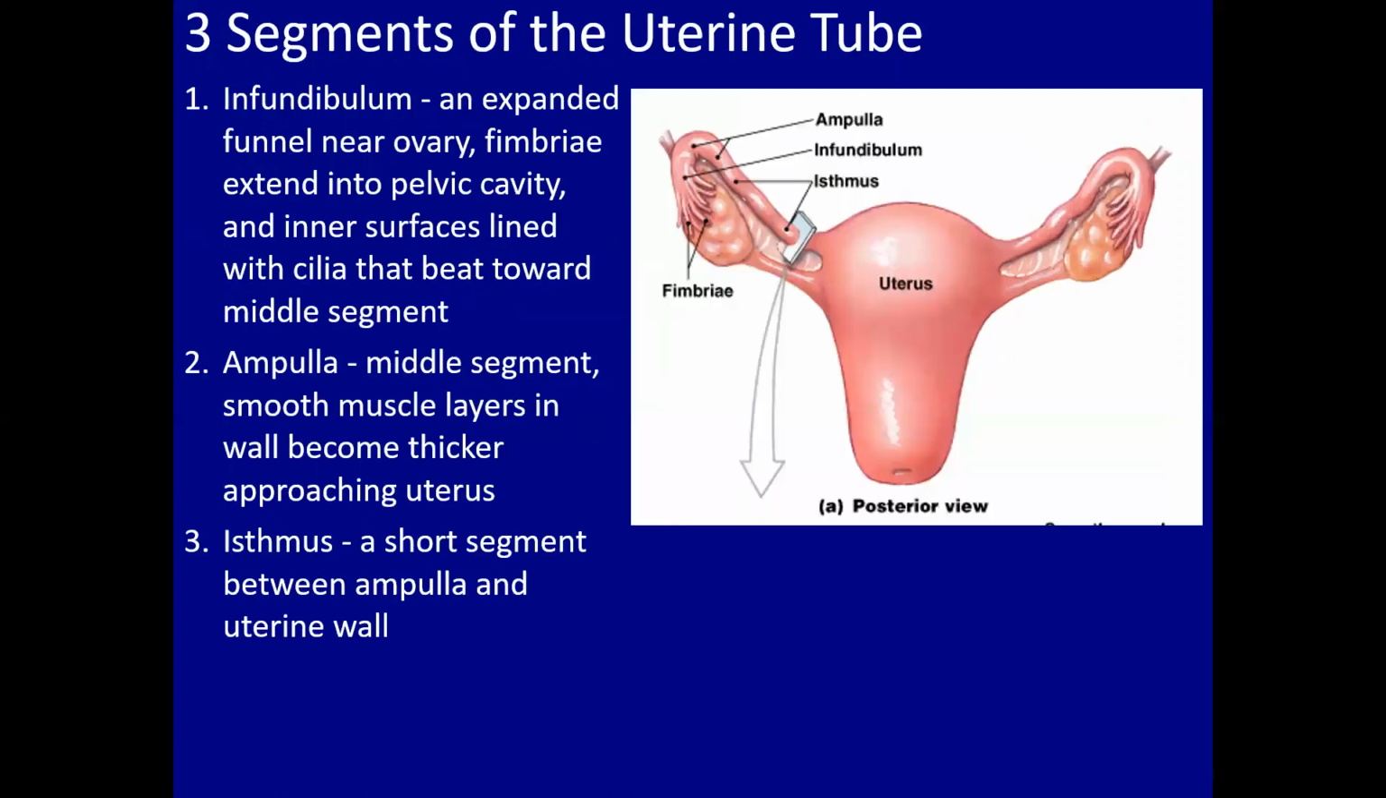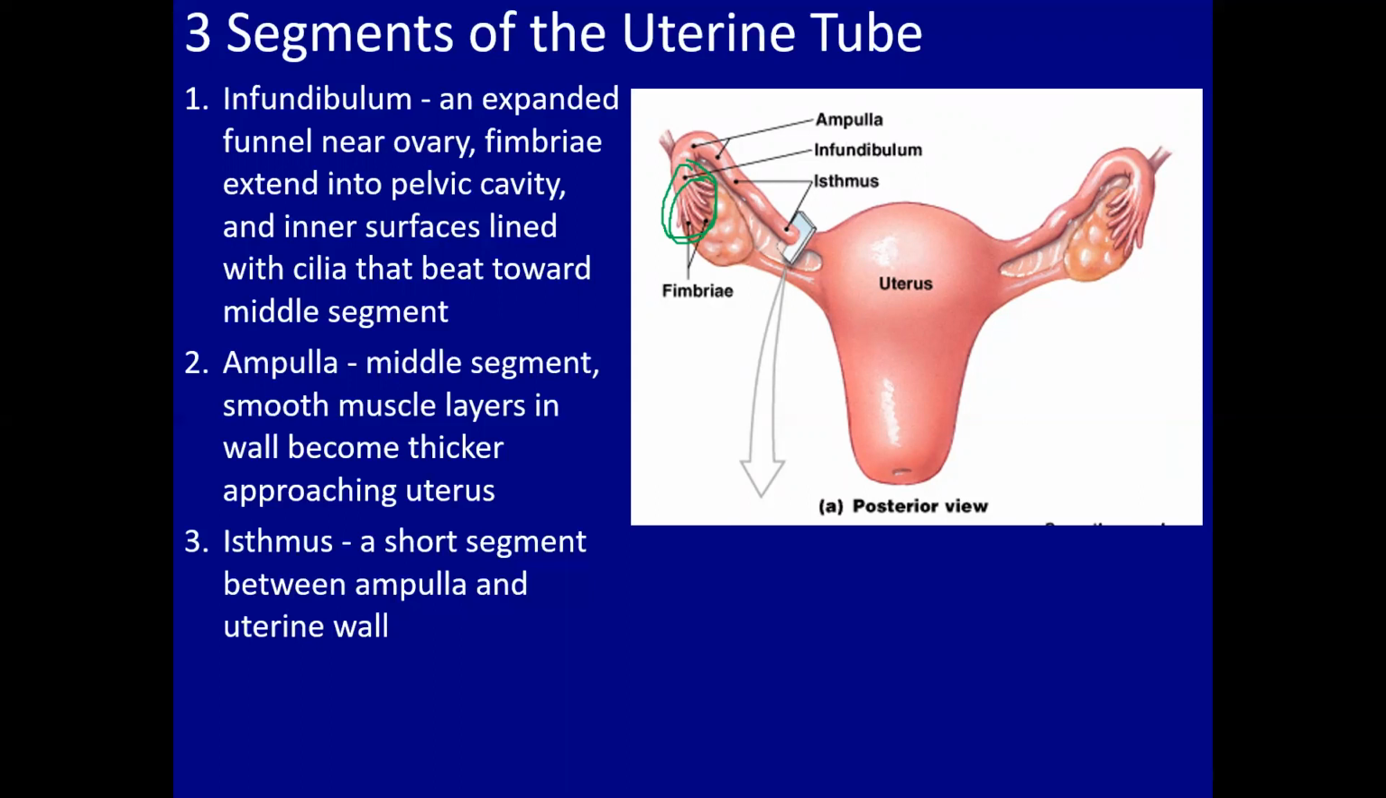There are 3 segments to the fallopian tube. The first one that we're going to look at is the infundibulum, and that is the hand. As part of the hand, you have these tiny little fingers that are called fimbriae. So it's an expanded funnel.